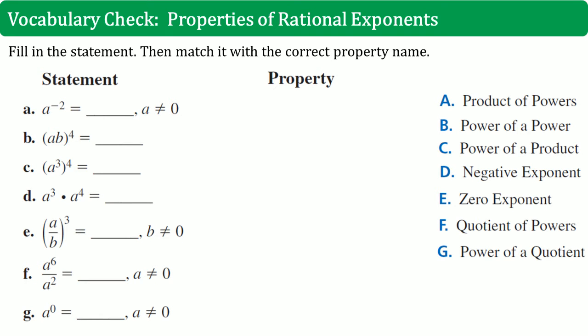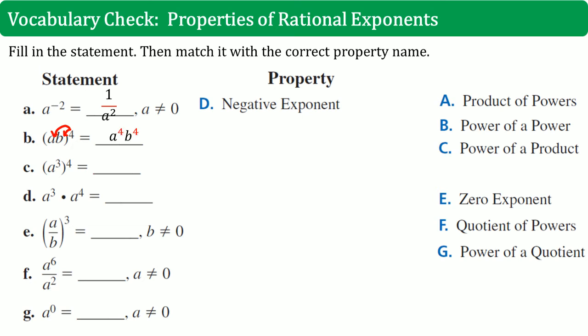So what you're going to do here is fill in the statement based on the correct property. So a to the negative 2 equals 1 divided by a to the 2. That is using the property of the negative exponent. What about ab to the 4th power? That 4 is going to be distributed to the a and distributed to the b. So it becomes a to the 4th power, b to the 4th power.